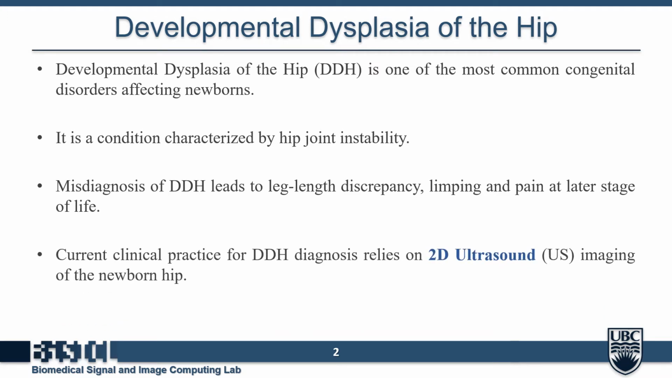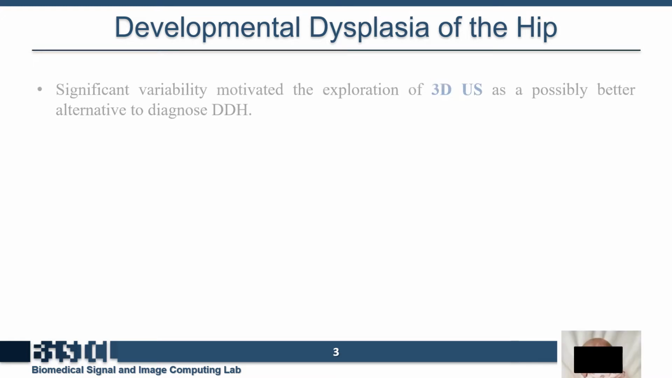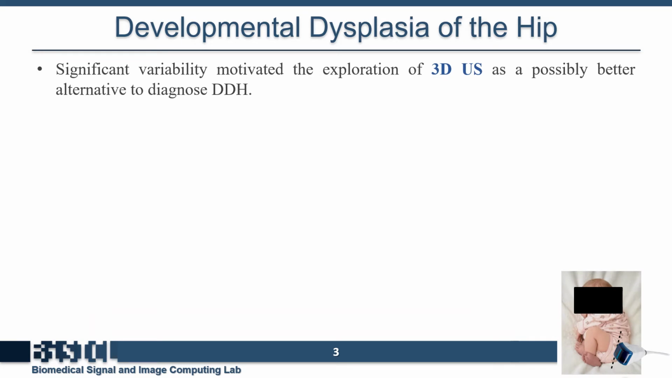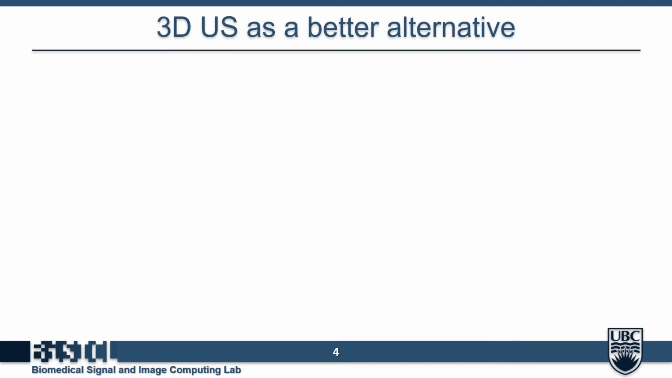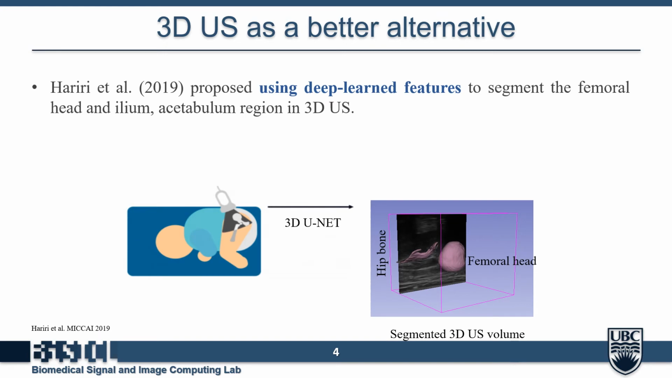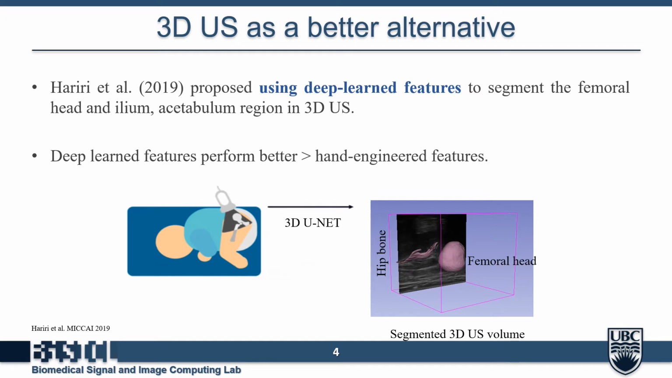Current clinical practice for DDH diagnosis relies completely on 2D ultrasound imaging of the newborn hip. Quader et al. reported 2D ultrasound to have significant variability, which motivated the exploration of 3D ultrasound to diagnose DDH. They further extracted hand-engineered features from 3D ultrasound to segment the femoral head, ilium, and acetabulum regions. Later, Hareendranathan et al. used deep-learned features to localize the same bony regions and reported that deep-learned features perform better than the hand-engineered features.